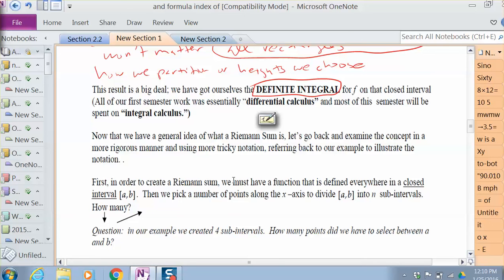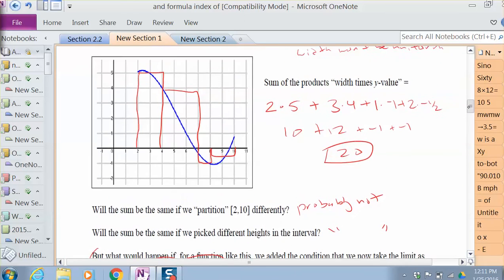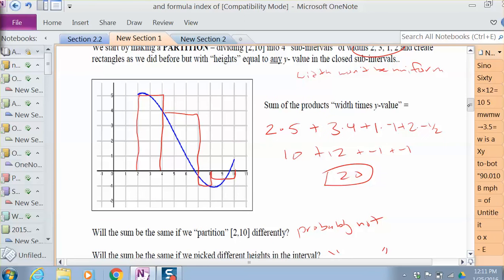Now, how do we create a Riemann sum? So we have to have a function defined everywhere in a closed interval, very important. And we pick a number along the x-axis to divide this into n subintervals. How many? Well, in an example, we created 4 subintervals. How many points do we have to select between A and B? Obviously, we selected 3 points. So let's look back at our example again. Obviously, I had to pick a point here, here, and here.